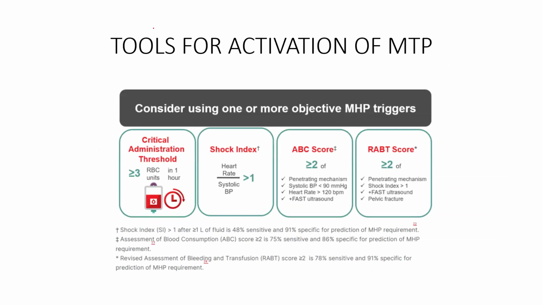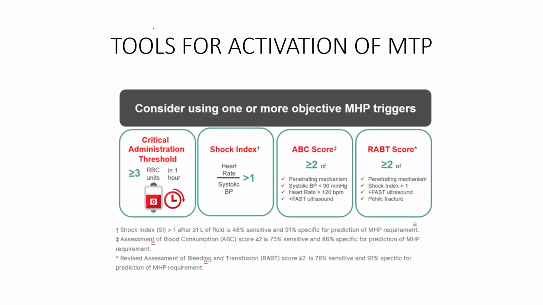Coming to shock index, it's defined by heart rate over systolic blood pressure. If it is usually more than 1 after giving a 1 liter bolus, there is usually a higher incidence of these patients worsening, and activation of MTP would be necessary. Your MTP and MHP mean the same. MHP is major hemorrhage protocol.